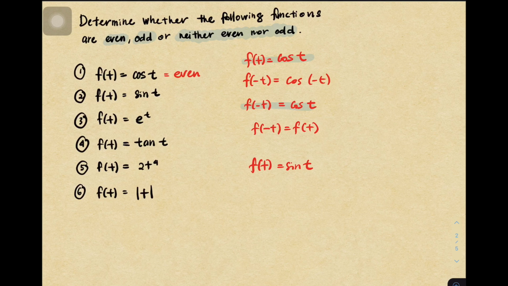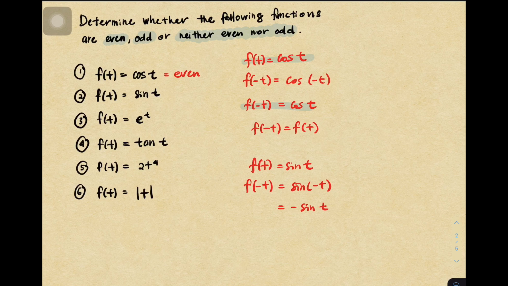Now the second one, we have f(t) equal to sin t. We want to check whether this one is even, odd, or neither even nor odd. So let's substitute our t with negative t. So we have f(-t), which is sin(-t). And sin(-t) is equal to negative sin t.